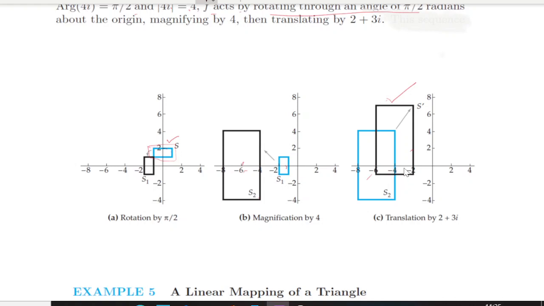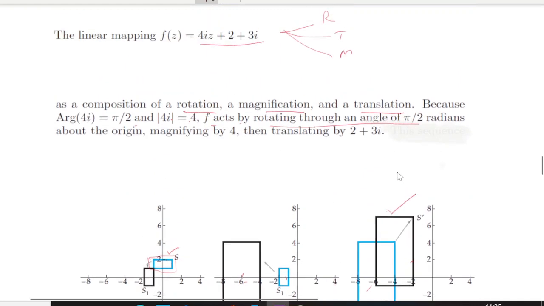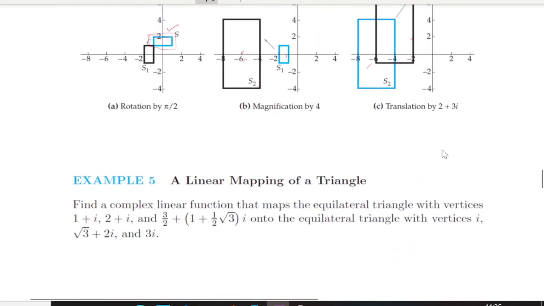So for rotation by pi by 2, you find the argument of the coefficient of z. This is the argument of 4i, and that gives the rotation. For translation, this entire constant term comes as the translation. And for magnification, you take the modulus of 4i, which is 4. So that is the magnification.